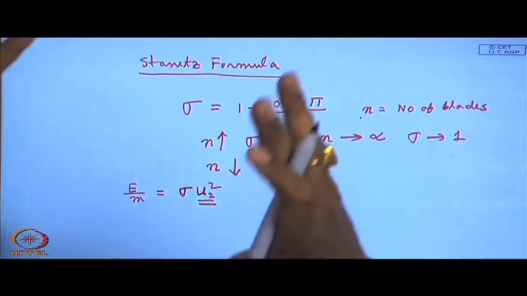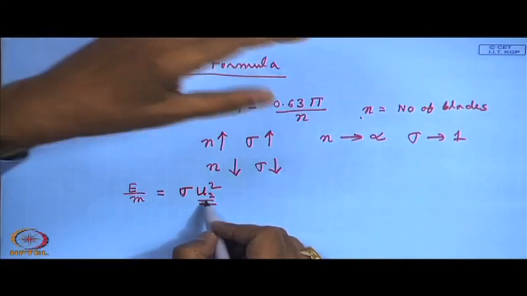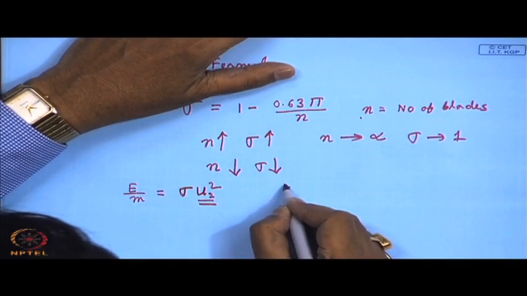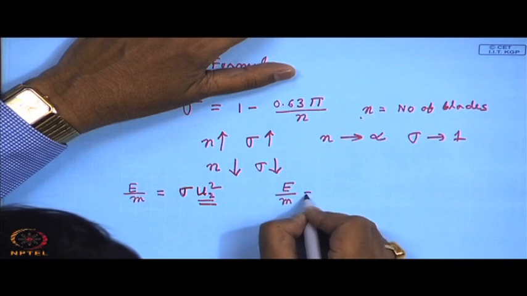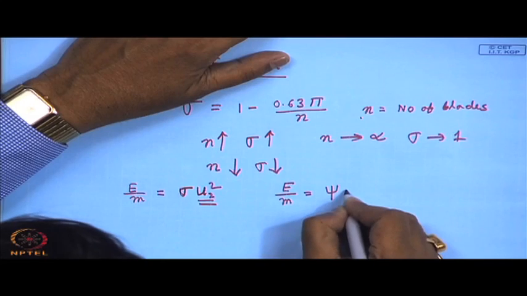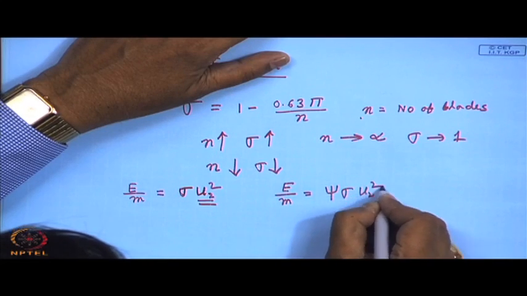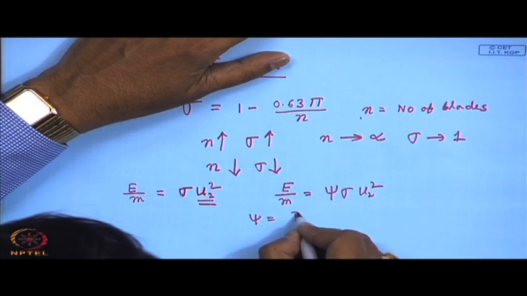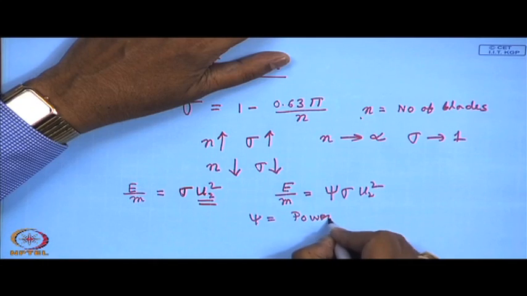Now, if we consider other losses, mainly the mechanical friction and the windage losses, then you have to give more work than given by that expression. Therefore, the energy per unit mass is written by introducing another term as a product, psi, which is known as the power input factor.